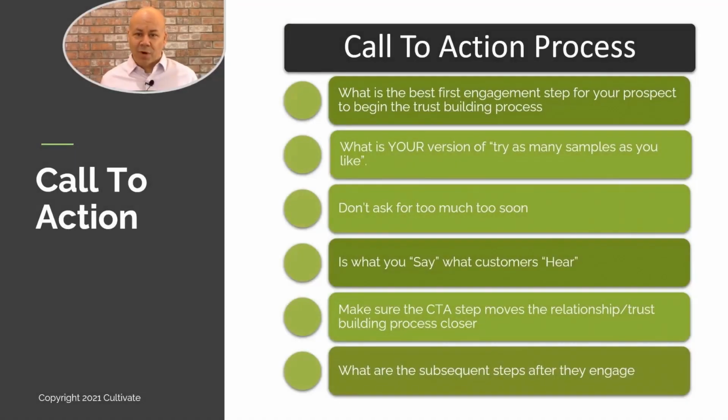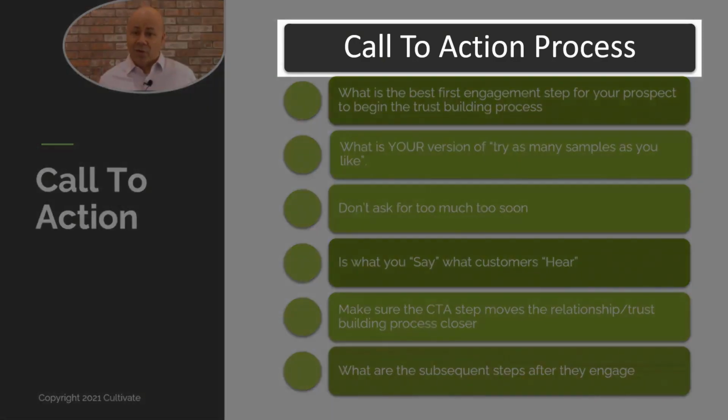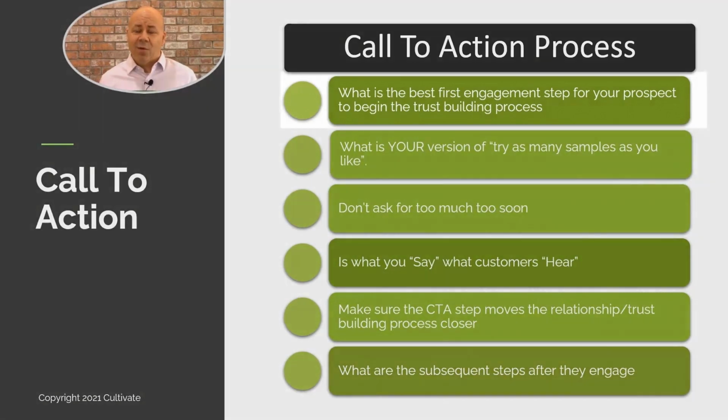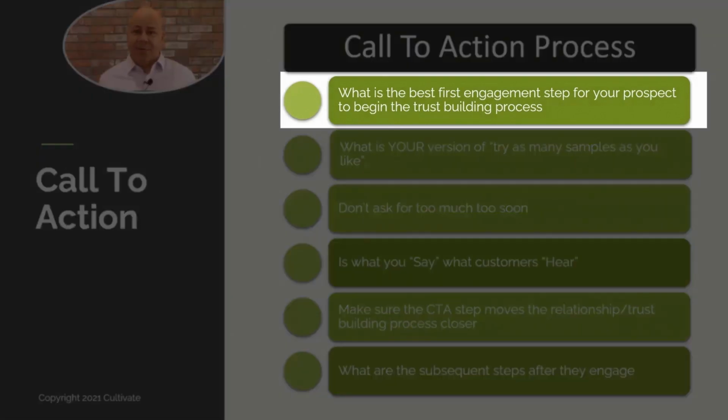So the second most important piece of information that we're going to have that's going to drive everything we do is the call to action. So in Dorian's example, the call to action was try as many samples as you like. What is the best first engagement step for your prospect to begin this trust building process? Like, what is the easiest first step?